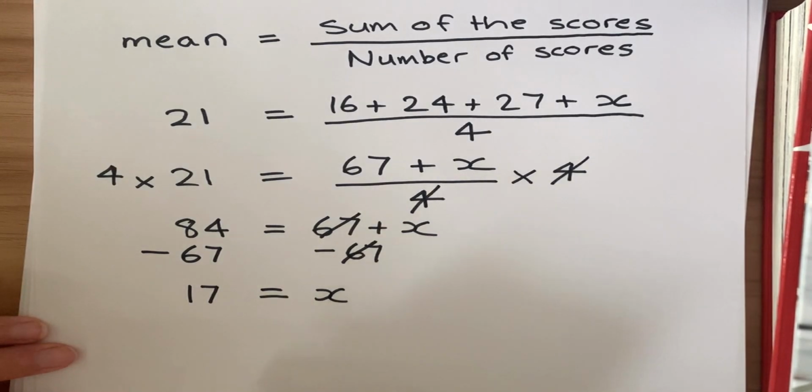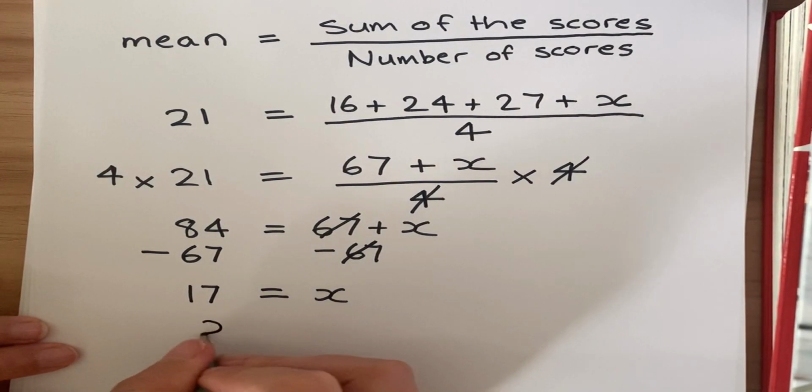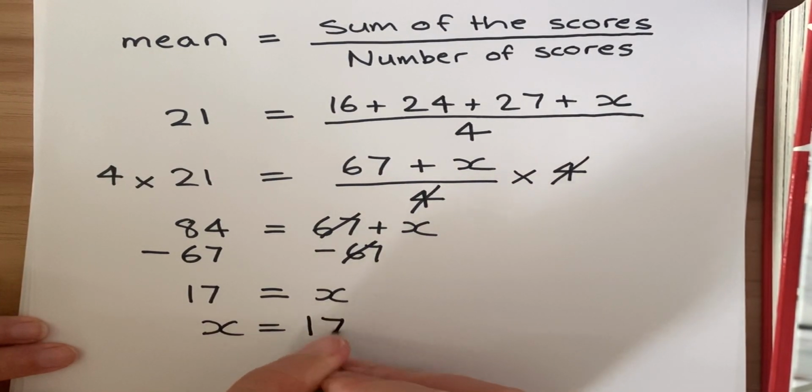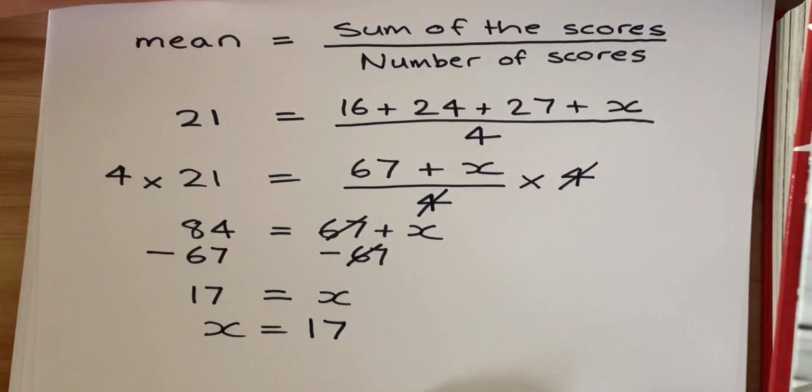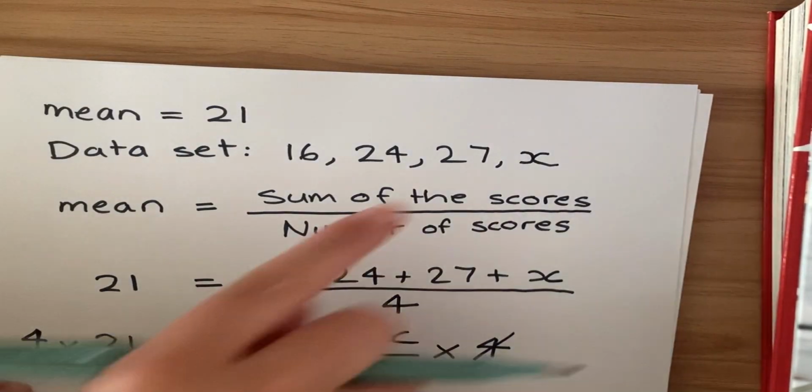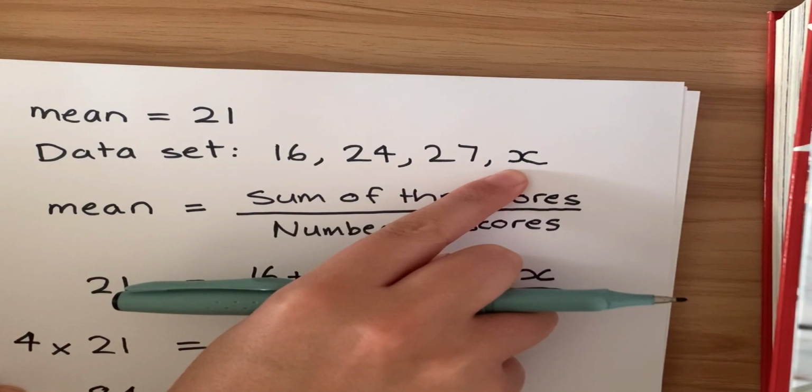Okay, so we've got 17 equals x, and we can flip that around. x equals 17, all right? So that's our answer. x is 17. So this score up here is actually 17.